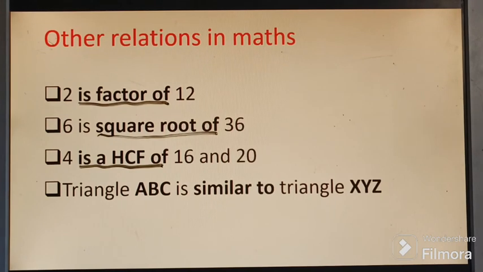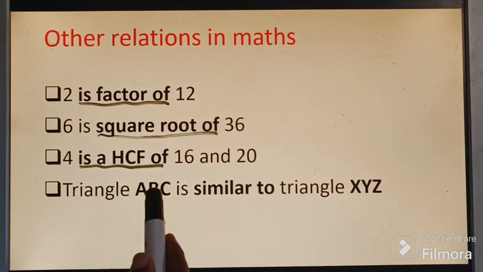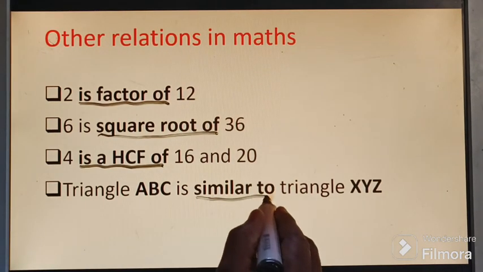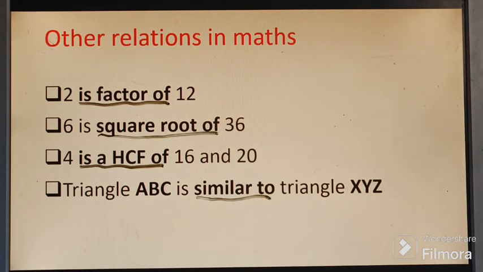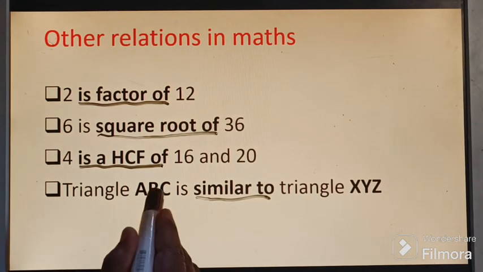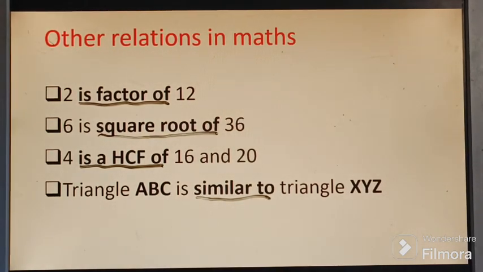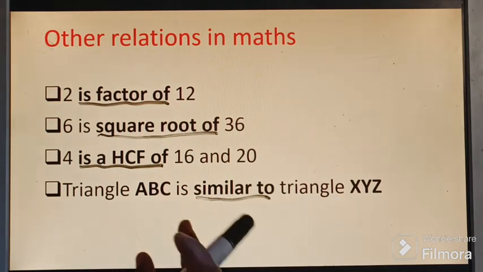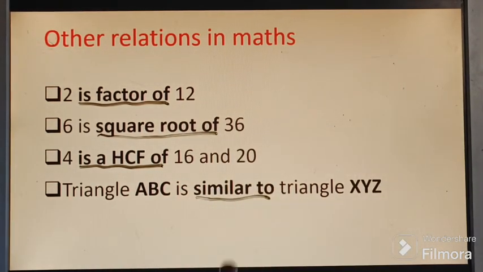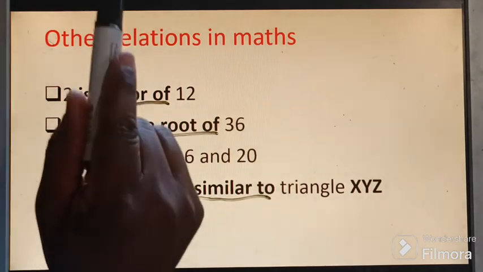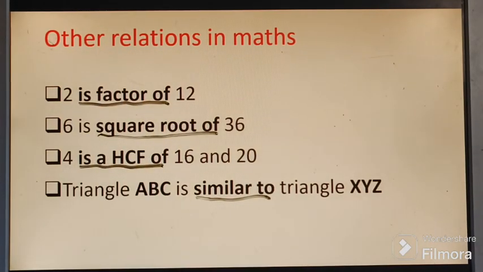Other relations can go up to looking at the relationship between triangles. We learned that in the topic when we were discussing similarity in Form 2, for example, we say triangle ABC is similar to triangle XYZ. So how are they related? They are similar. So this is the rule, this is the rule, this is the rule, and this is the rule. So these are examples of relations in mathematics.